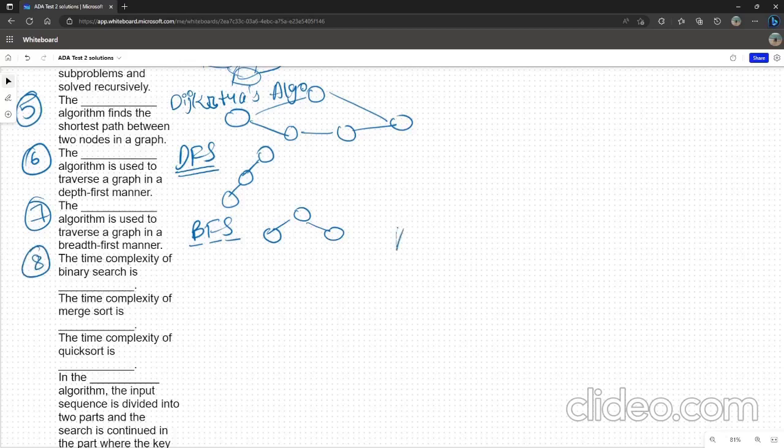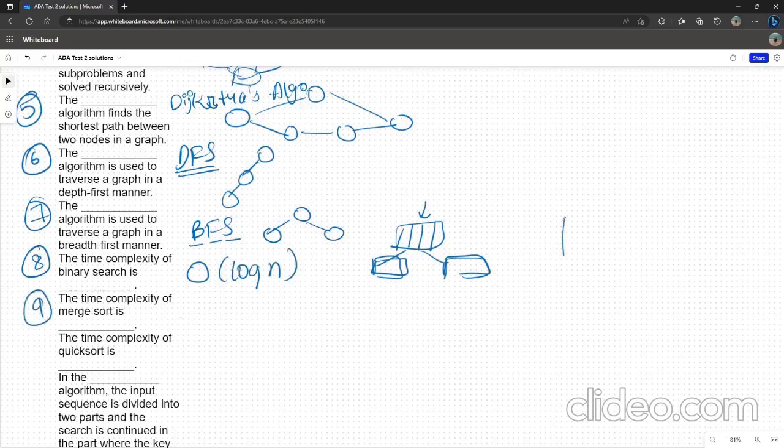Eighth question is the time complexity of binary search is. In binary search, we have to find an element in an array. We find the midpoint and then divide it into left and right parts and go to either the left or right part accordingly. So the time complexity is represented by O of log n in the case of binary search.